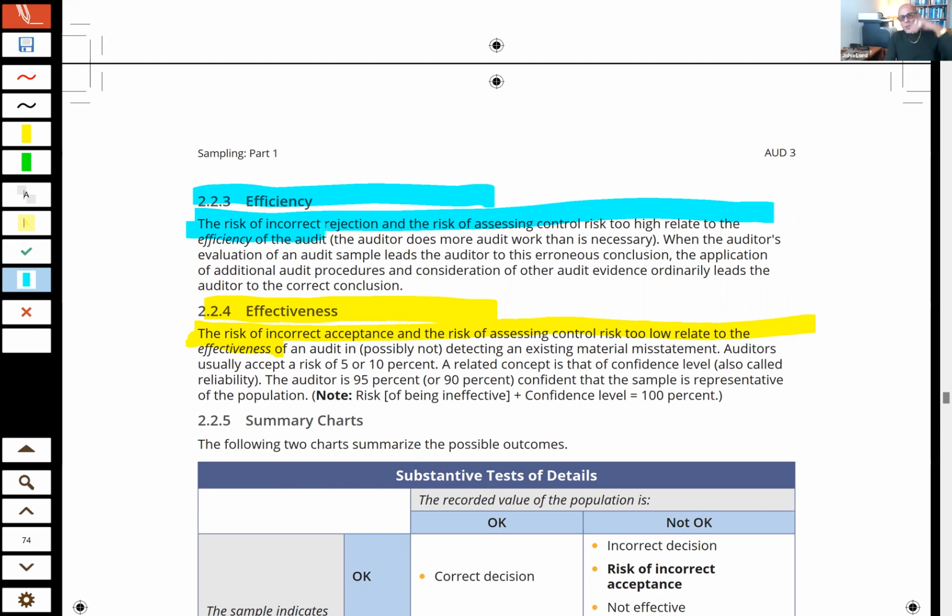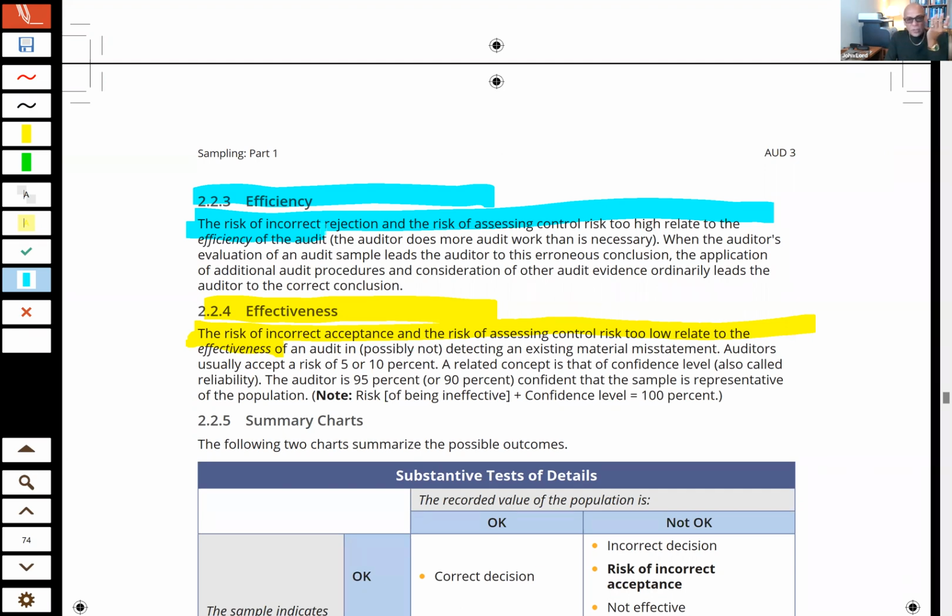Well, if I assess control risk too high, I'm going to do the full measure of substantive testing, but I'll still probably come to the right answer, just not in a very efficient manner, because I probably could have used less effective procedures, like using internal evidence, doing interim testing, using smaller sample sizes for my substantive testing, and I'll come to the right answer.